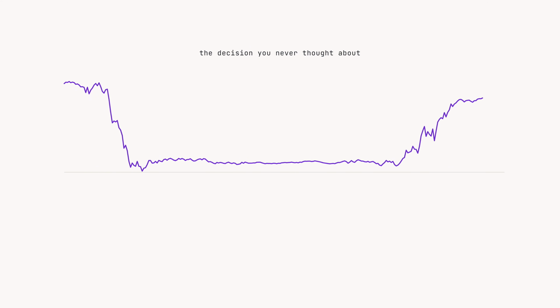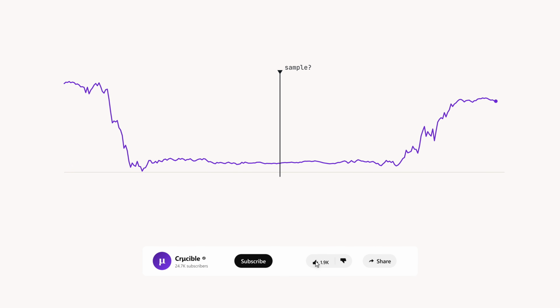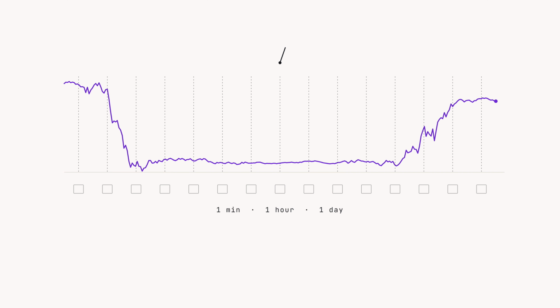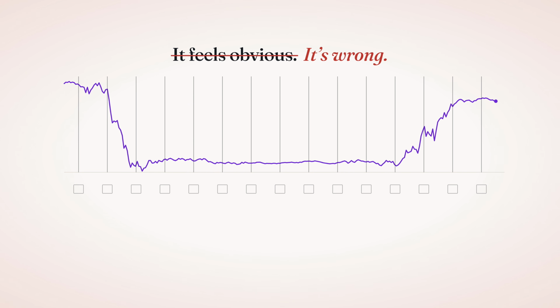Every backtest you've ever run started with a decision you probably never thought about: when to take a snapshot of the market. Almost everyone uses the clock, 1 bar per minute, per hour, per day. It feels obvious. It's also wrong, and it quietly damages your models before you've added a single feature. Because the market doesn't release information on a schedule.